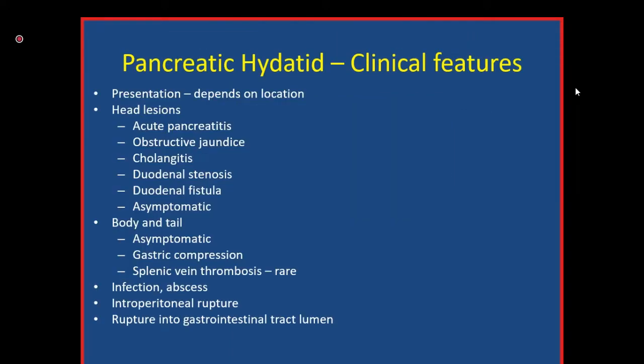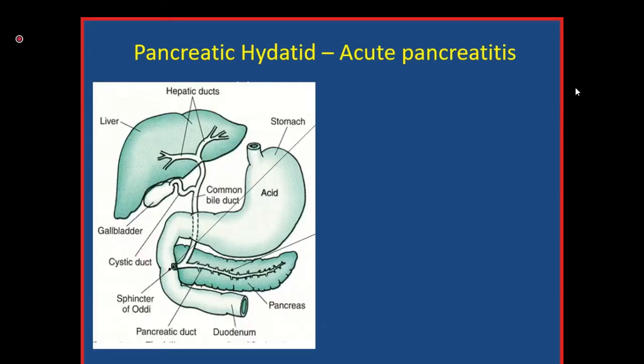Other clinical features, not only apart from pancreatic hydatid, can present with various manifestations. In our case, it presented as pancreatitis, but it can lead to various manifestations. First, I'll discuss how hydatid disease in the pancreas can cause acute pancreatitis. This is by obstruction of the pancreatic duct. It can cause upstream dilation, which can induce pancreatitis.